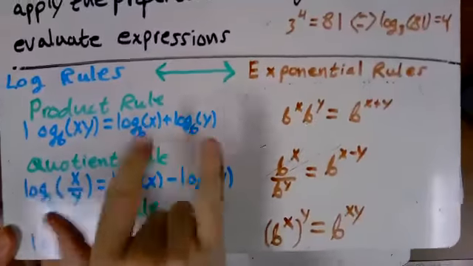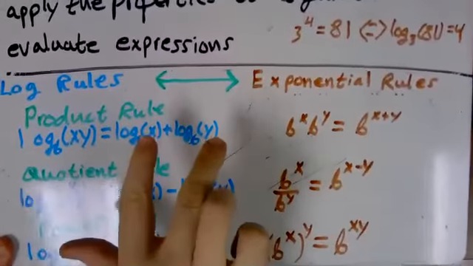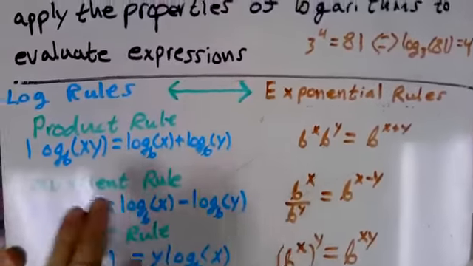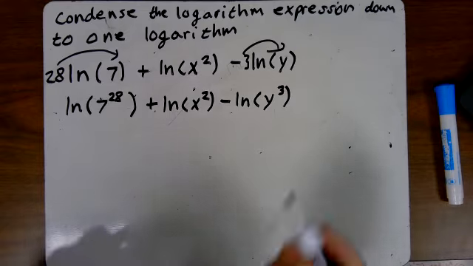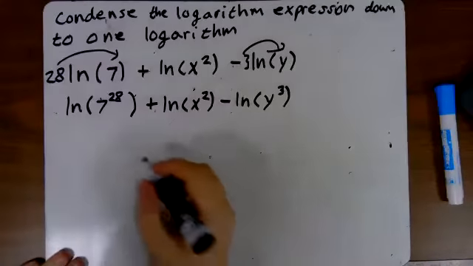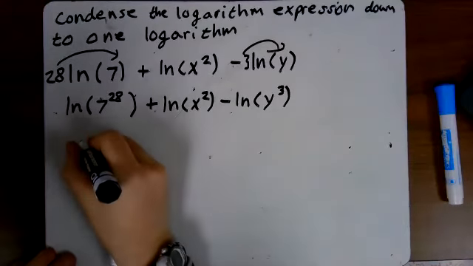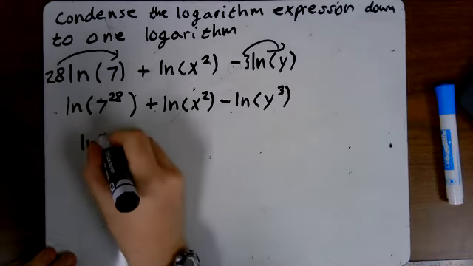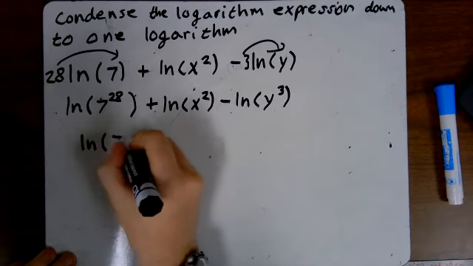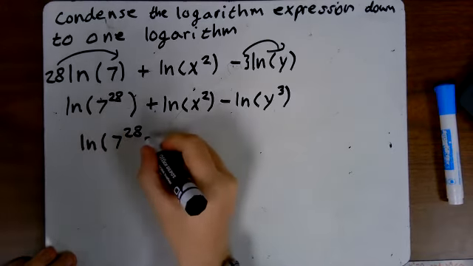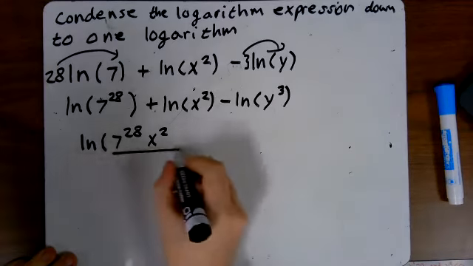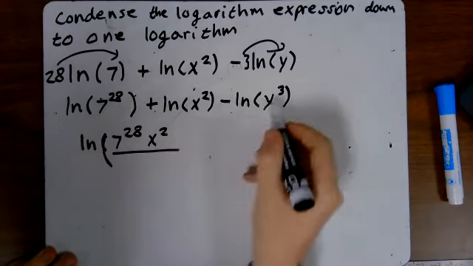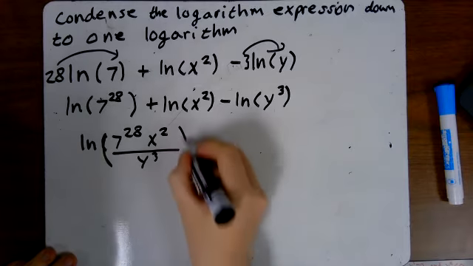Now, we can use the product and quotient rules to rewrite those sums and the difference into multiplication and division inside the log. So we would end up with the natural log of 7 to the 28th power, that's a silly number, divided by y cubed. There we go.